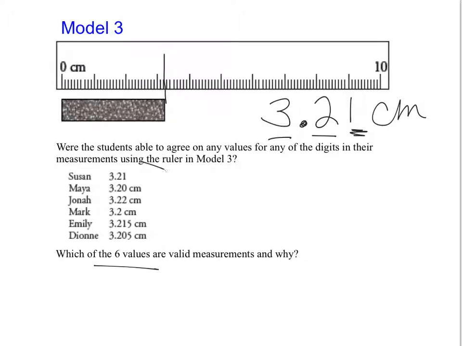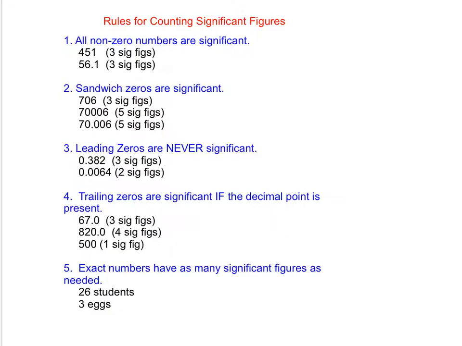So here's another little question here. It says, out of these, which of these are actually valid measurements and why? So it would have to be 3.21, 3.20, 3.22. The others are not valid because here Marks has too few sig figs and Emily and Dion are making up significant figures. There's no way that they can be that precise with that piece of equipment. So we see that with this model, we have two digits that are known and then one that is estimated.